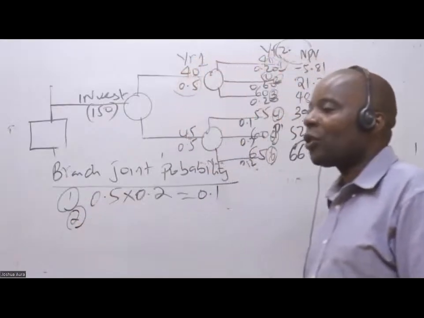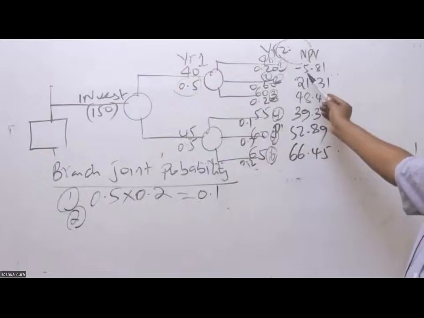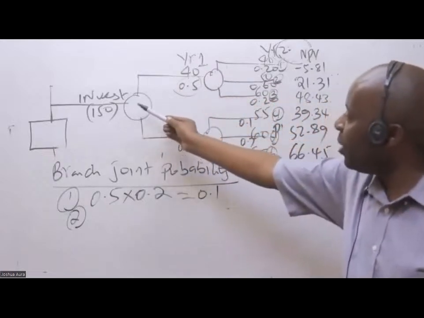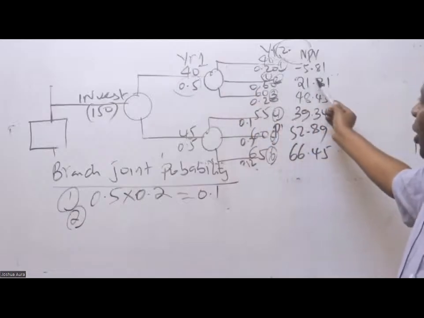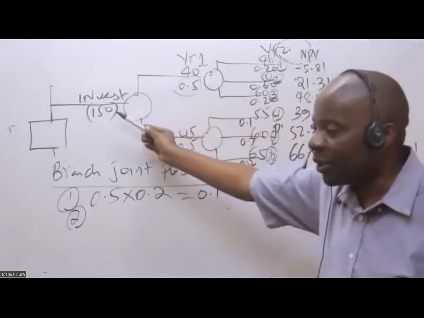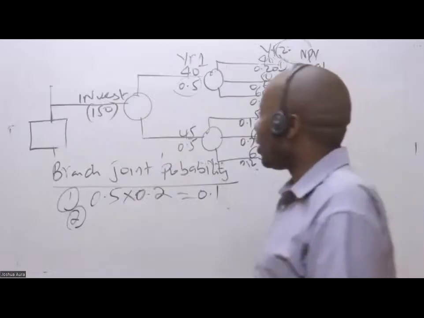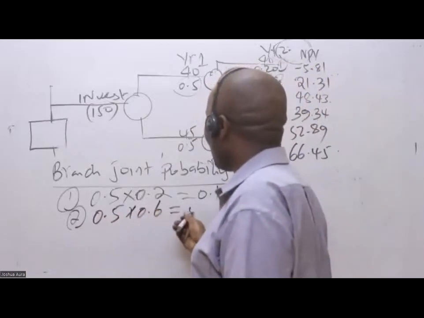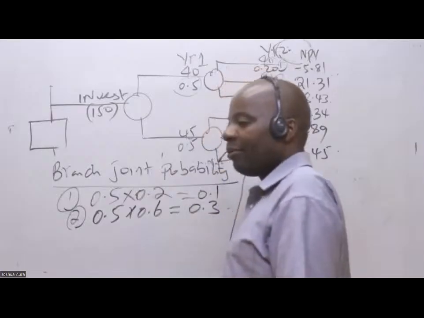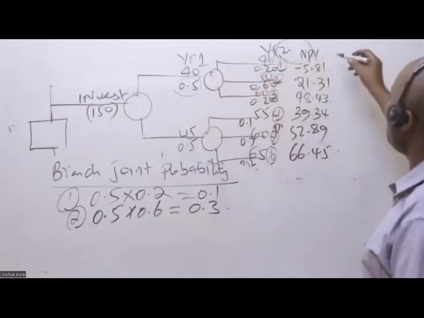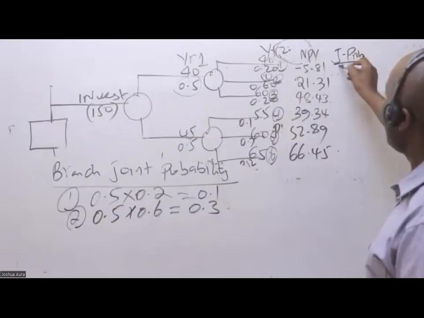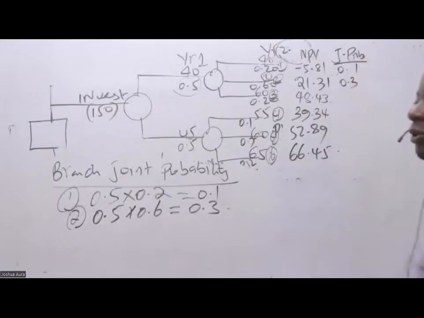From there, go to branch number 2. Are you able to see the probabilities along the road? Which probabilities are coming here for branch number 2? It is 0.5 times 0.6, which is 0.3. Now, can you kindly do the same for all the others? Give me the joint probabilities for branch number 3.